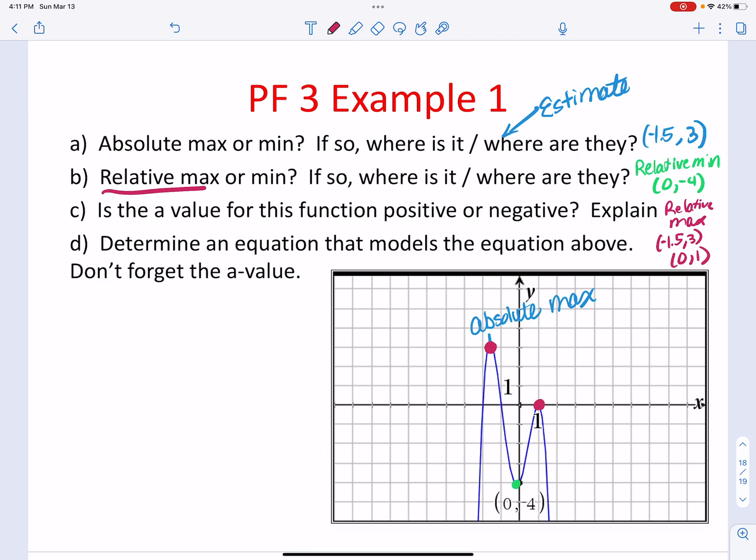Okay. Is the A value for this negative or positive? It's definitely negative because both ends are going down. If you look, I have 1, 2, 3 bumps. So that's a degree 4 at least.